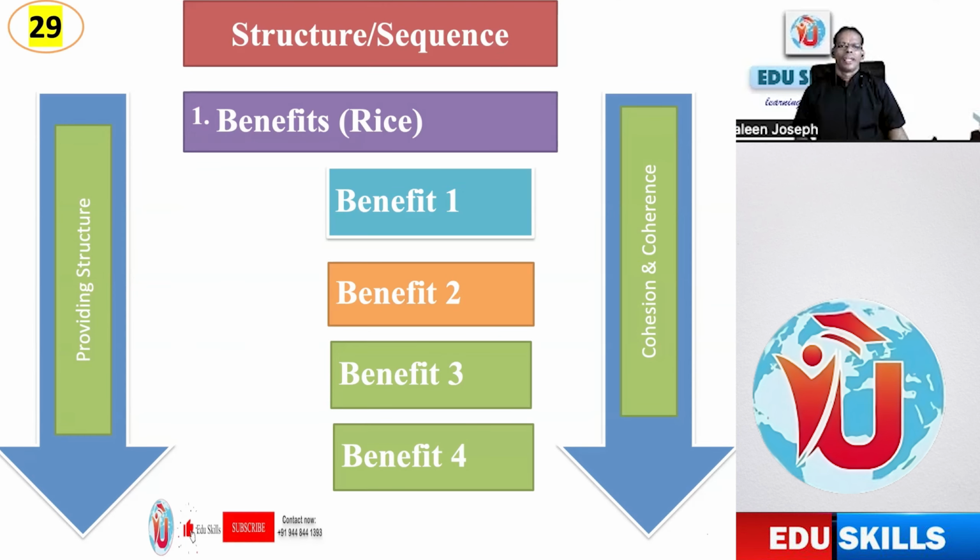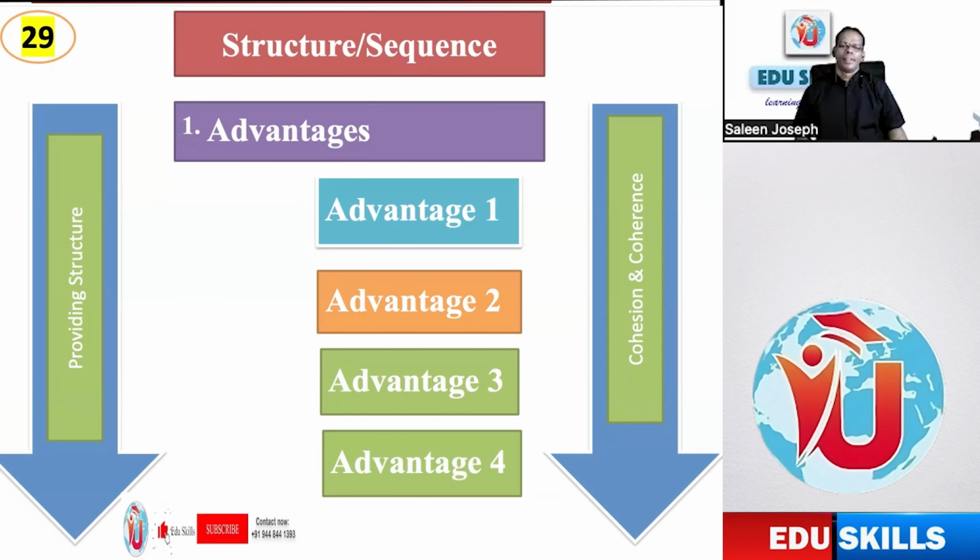The other one is structure. If benefits are discussed, benefit 1, benefit 2, benefit 3, benefit 4, one of these benefits must be the answer. So look into the synonyms or advantages. Then advantage 1, advantage 2, advantage 3, advantage 4. So one of these advantages will be the answer. So why I'm giving you this: focus on the structure, especially when you are practicing in the initial stages. You have to focus on the structure of the whole thing.